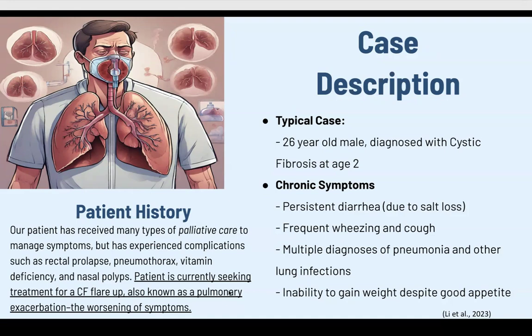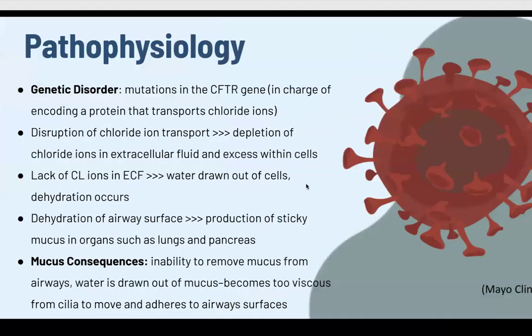So, just a brief patient history. Our patient has received numerous types of palliative care, so symptom management, but has experienced complications such as rectal prolapse, pneumothorax, deficiency, and nasal polyps. These are all very common in someone who lives with cystic fibrosis. Our patient is currently seeking treatment for a CF flare-up known as a pulmonary exacerbation, which is the worsening of symptoms.